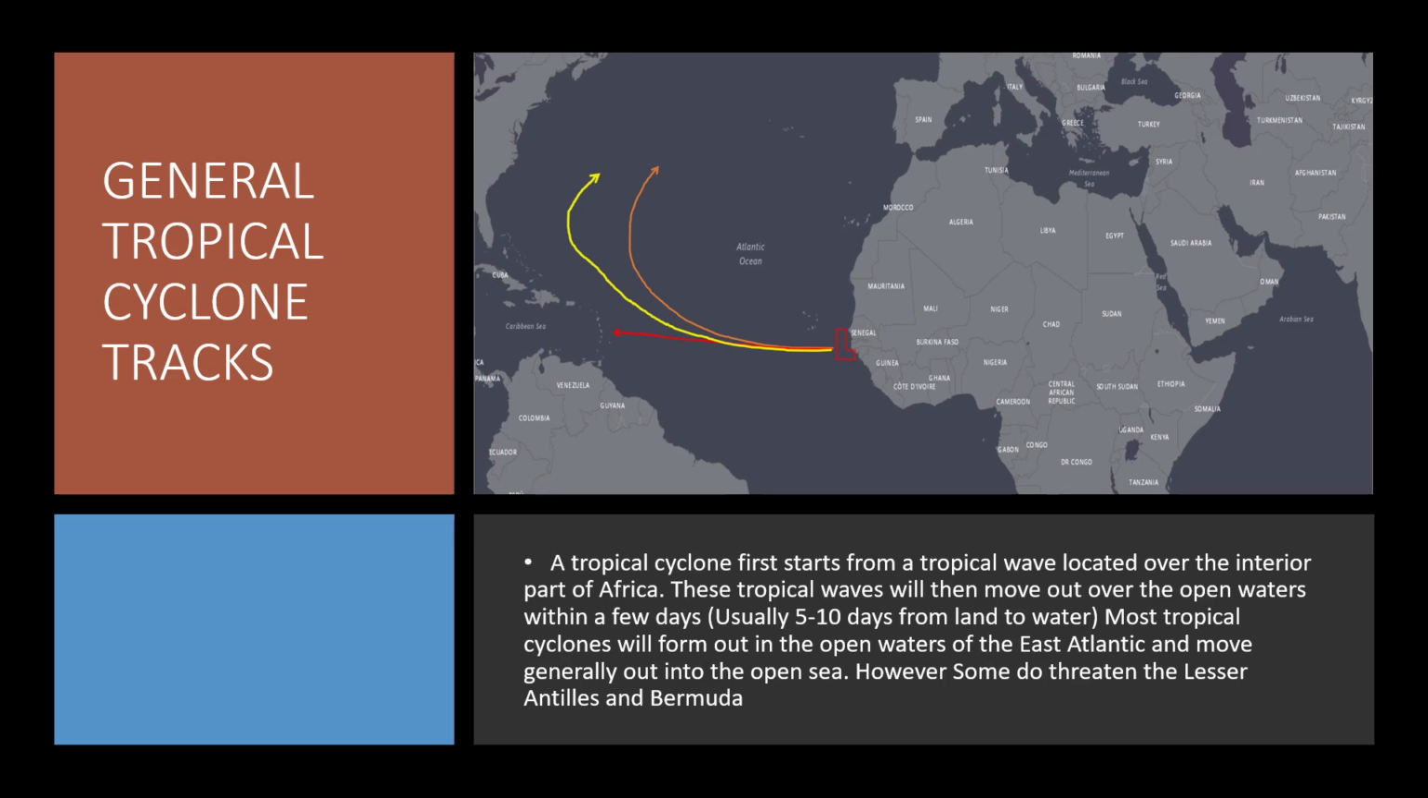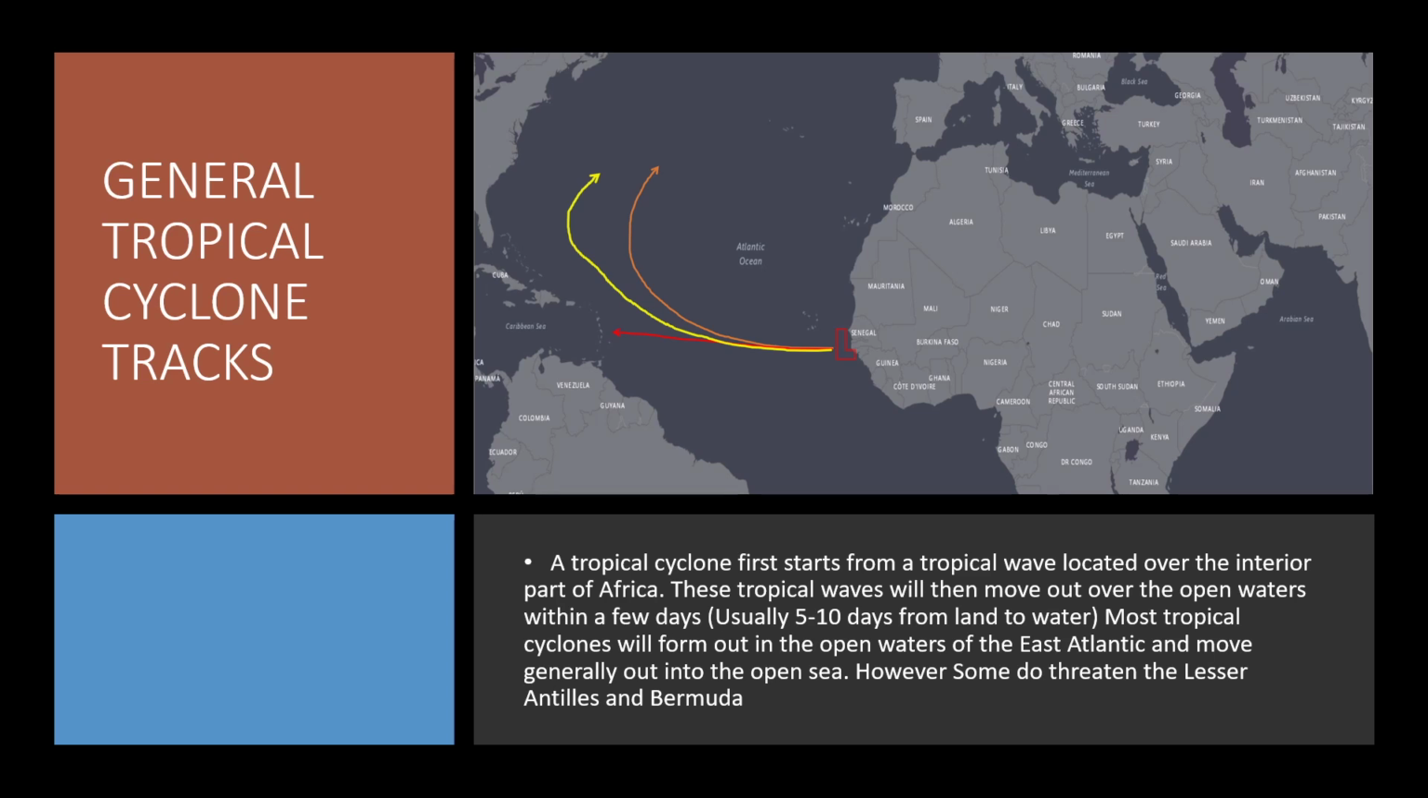So, the general tropical cyclone tracks. What's going to happen when these storms come out into the water? Well, first of all, in order to understand that, we have to know where these tropical cyclones are first created. These tropical cyclones first start from a tropical wave located over the interior parts of Africa, usually over portions like Nigeria, etc. These are just basically everyday thunderstorms that develop over these portions of the environment, but they keep on going. These tropical waves are in a very moist environment and they can create their own pocket of energy to sustain themselves for a few days.